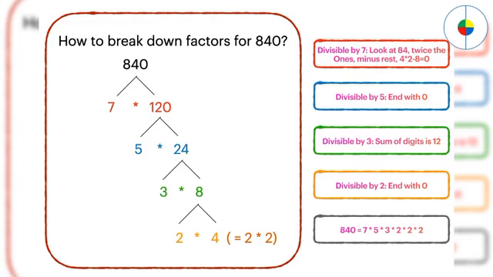For example, 840. The last digit is an even number, so it's divisible by 2. The sum of digits is 12 and divisible by 3, so it's divisible by 3. The last digit is 0 or 5, so it's divisible by 5. 4 times 2 minus 8 equals 0, so it's divisible by 7. Then, it's very easy to figure out all the factors.